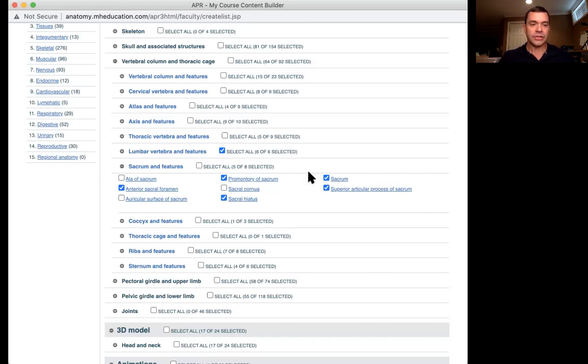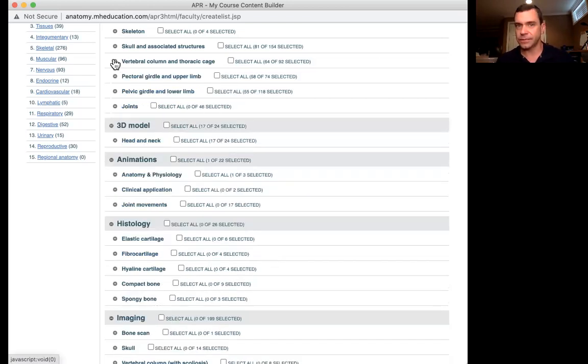Okay. So there is your vertebral column and thoracic cage as well. Please review these. Take a look. I'll be happy to go over anything individually with all of you, if you would like a little bit more one-on-one guidance with all of these things.